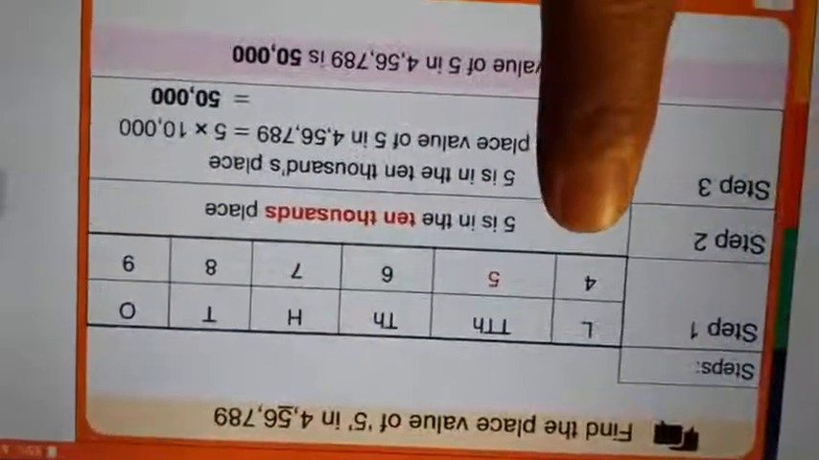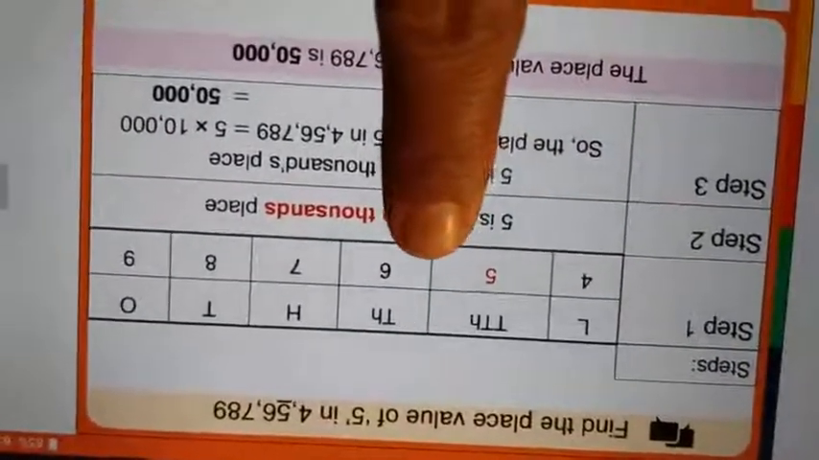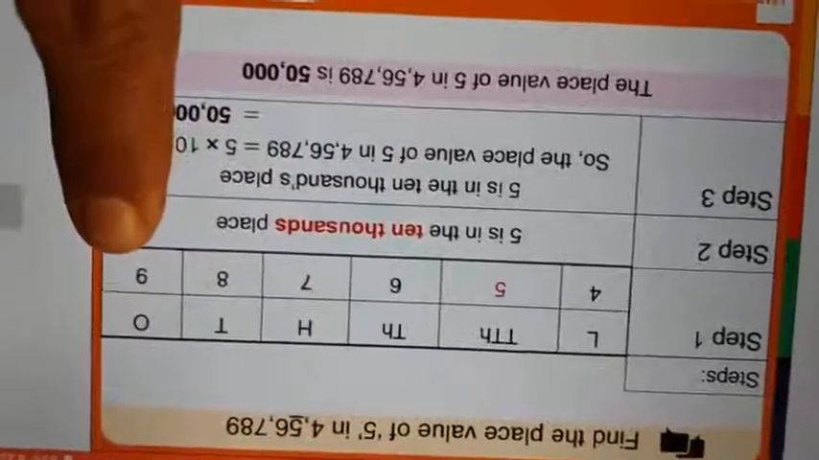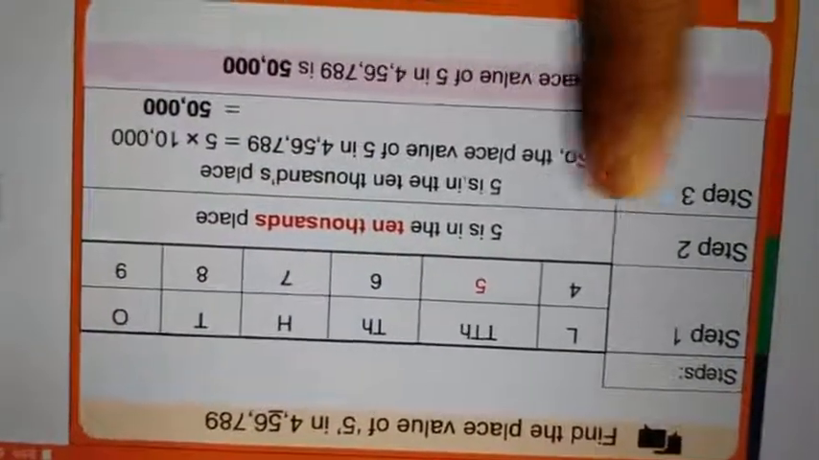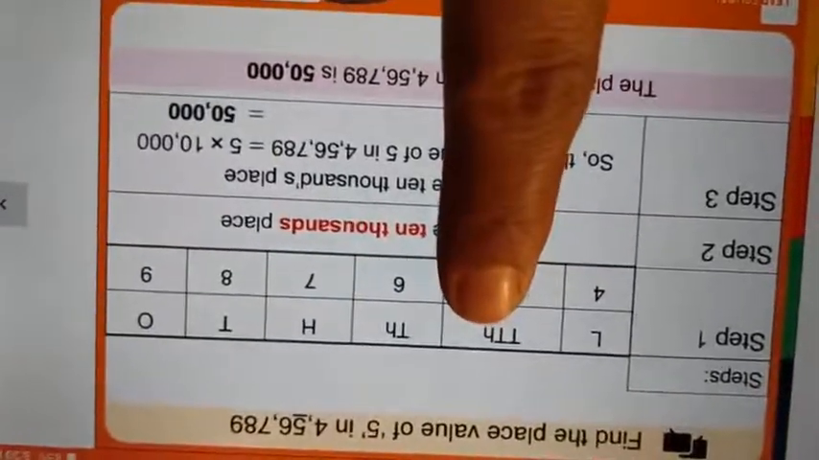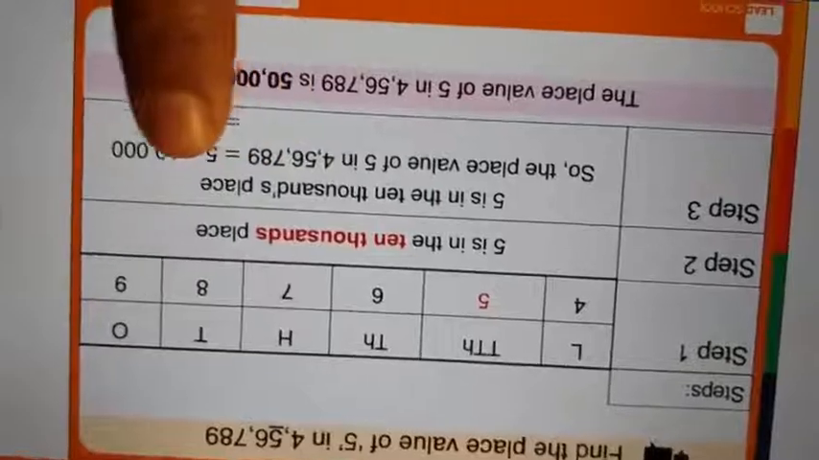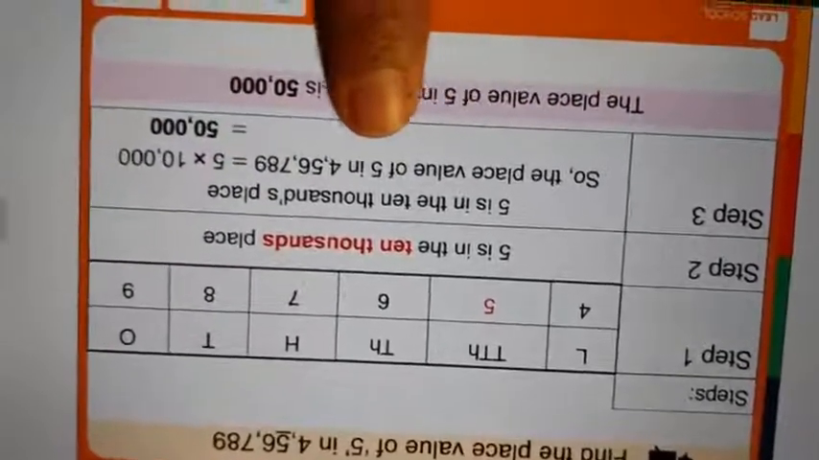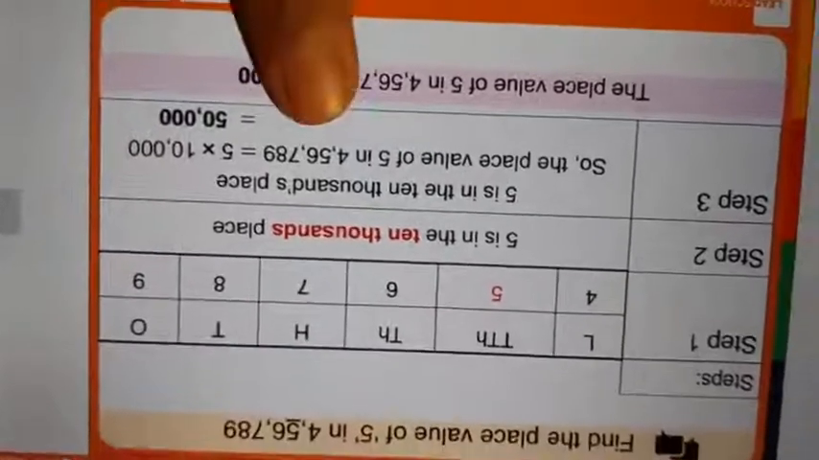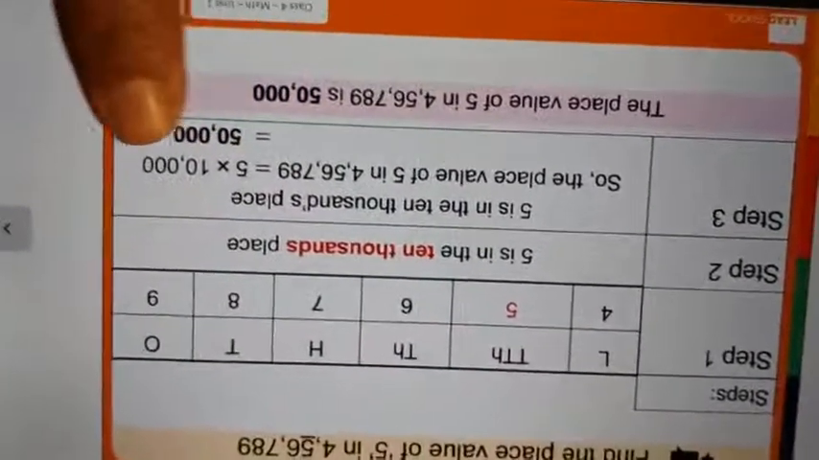Okay, so the number is 4,56,789. Then 5 is in the 10,000 place. Correct? So what do we have to do? 5 is in the 10,000 place, so the place value of 5 in 4,56,789 is equal to 5 into 10,000.